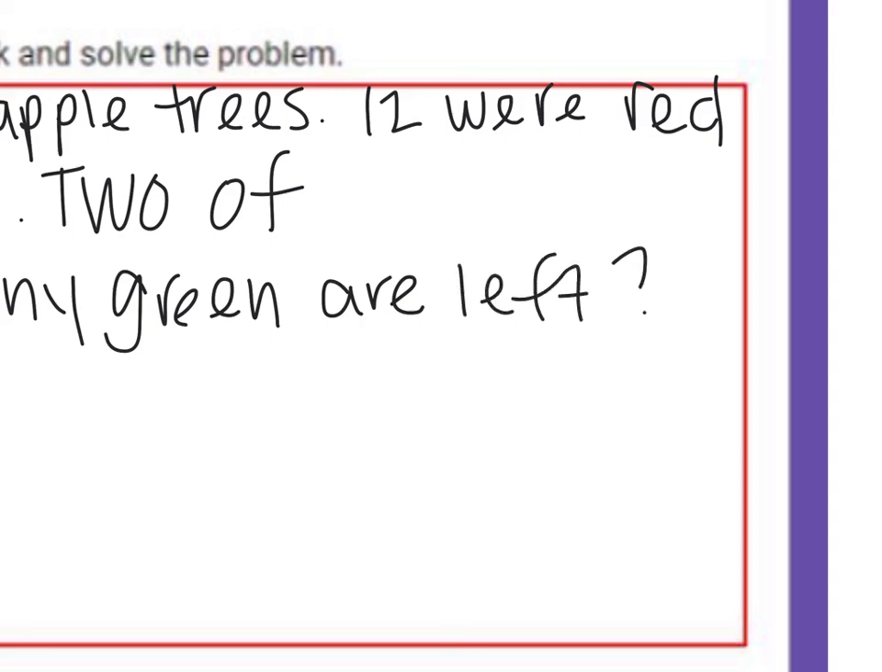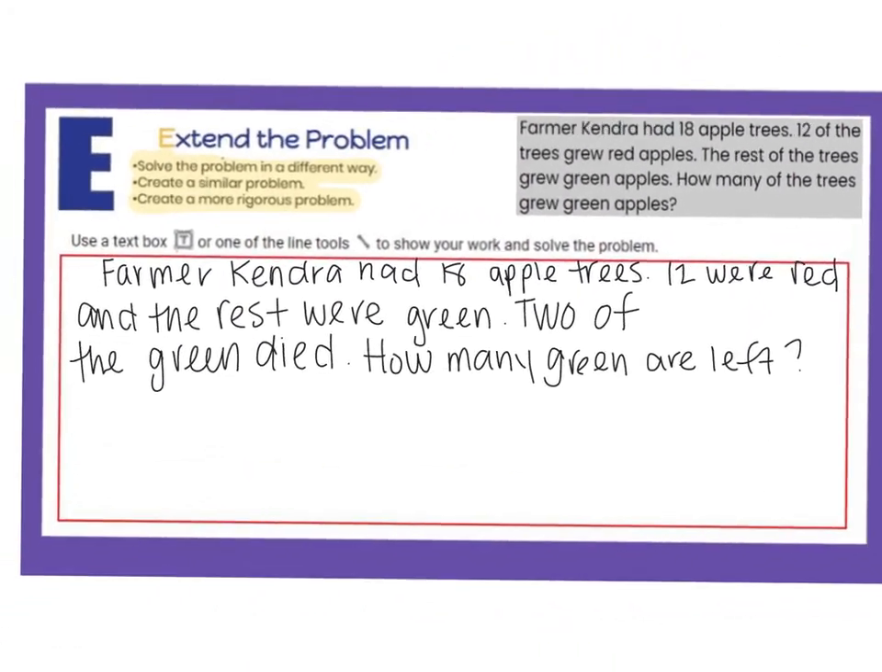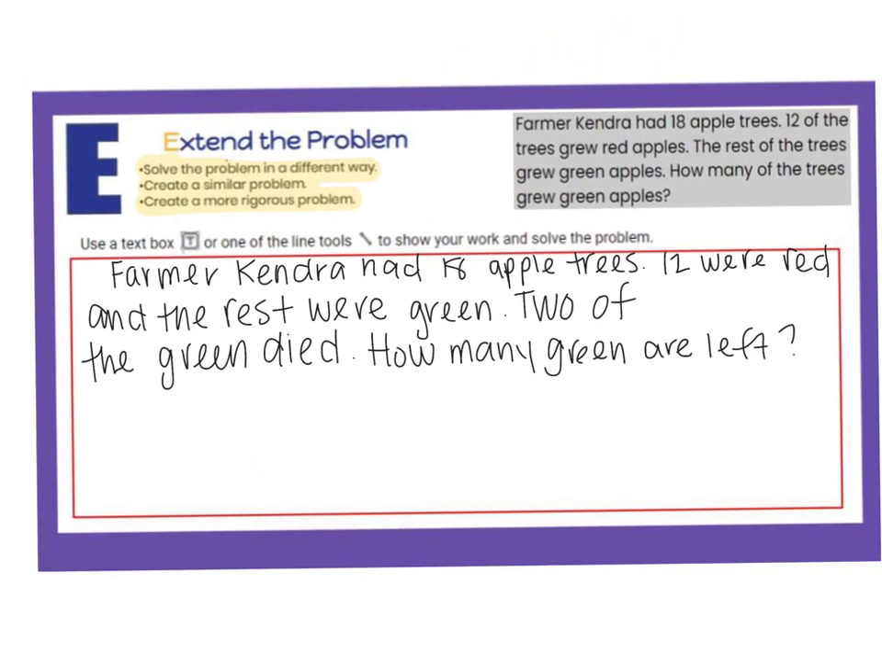Okay, so this would be an extension to the problem that we had, okay? So see how we wrote, the problem is very, very similar. We still have 18 apple trees. We still know that 12 of them are red, but now something happened to some of those greens. So we have to do an extra step, okay?